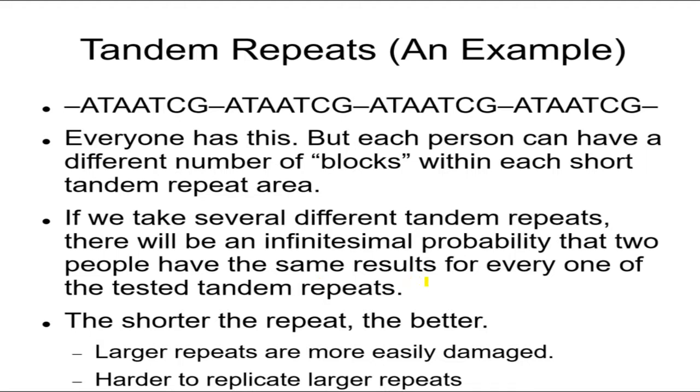So we take short tandem repeats, not just any tandem repeat, because the shorter the better. The longer the repeat, the more likely it's going to be damaged somewhere along the long repeat. Smaller, it's less likely they're going to be damaged there. It's also a little bit harder to replicate the larger repeats. When they're larger, it's harder to repeat.